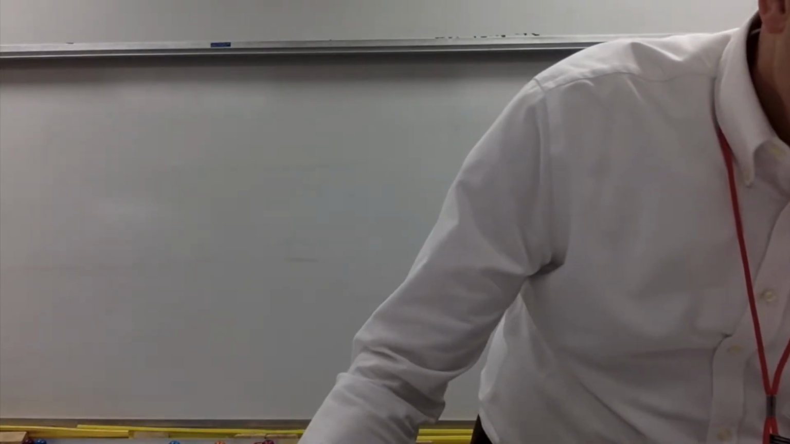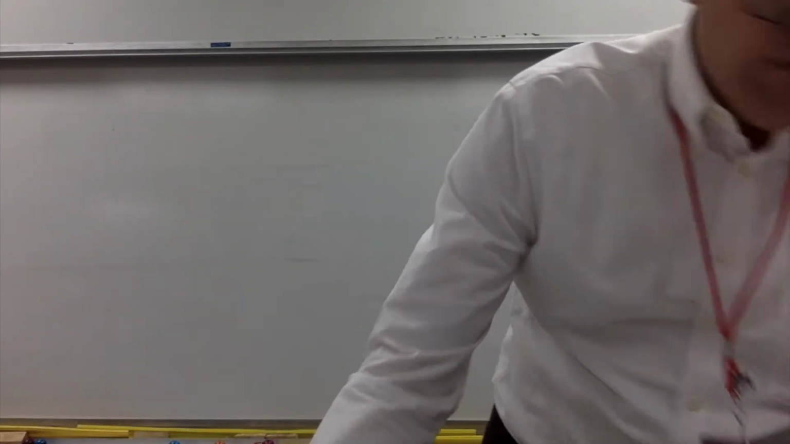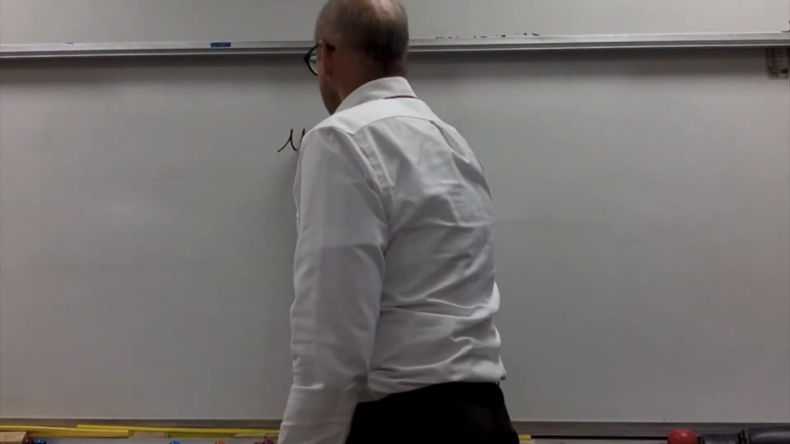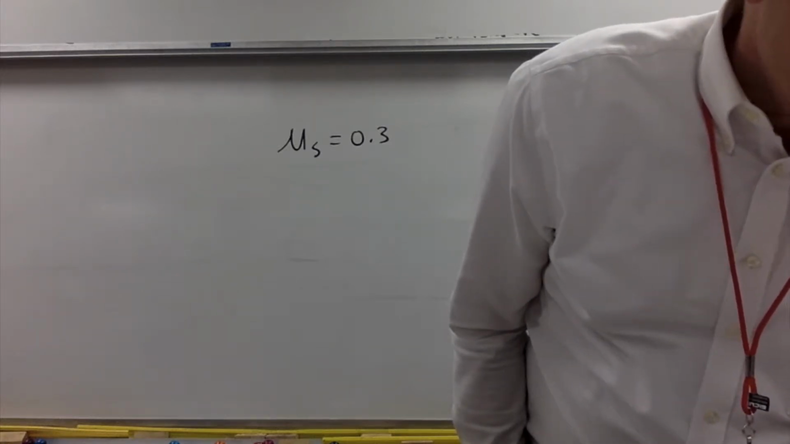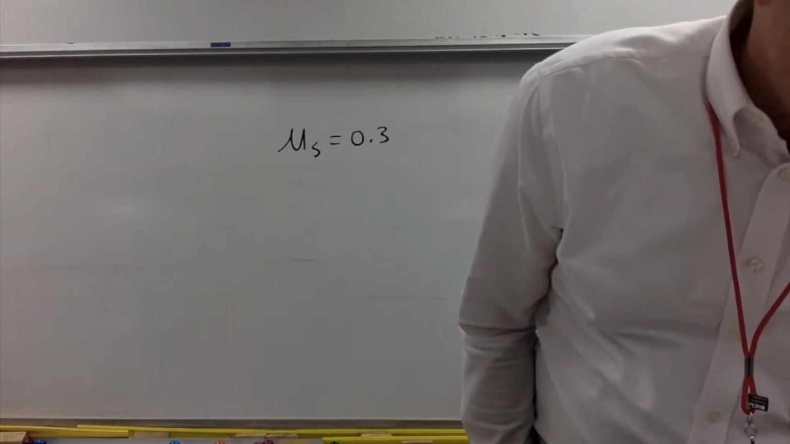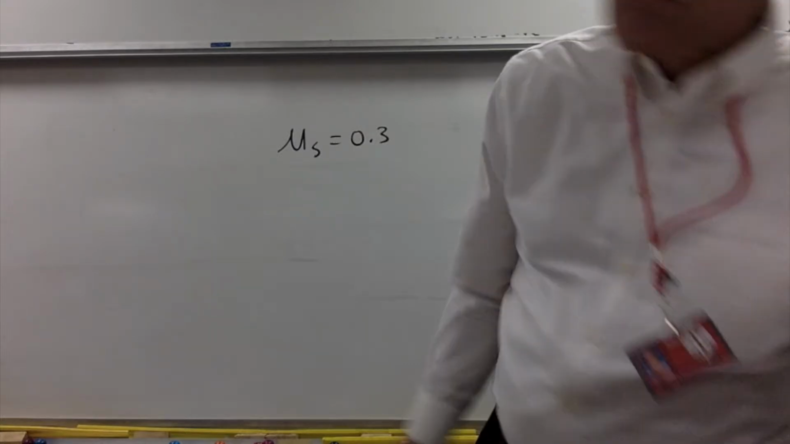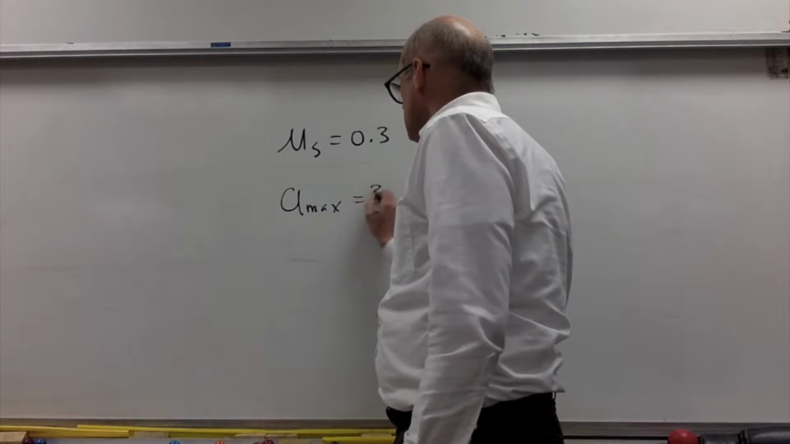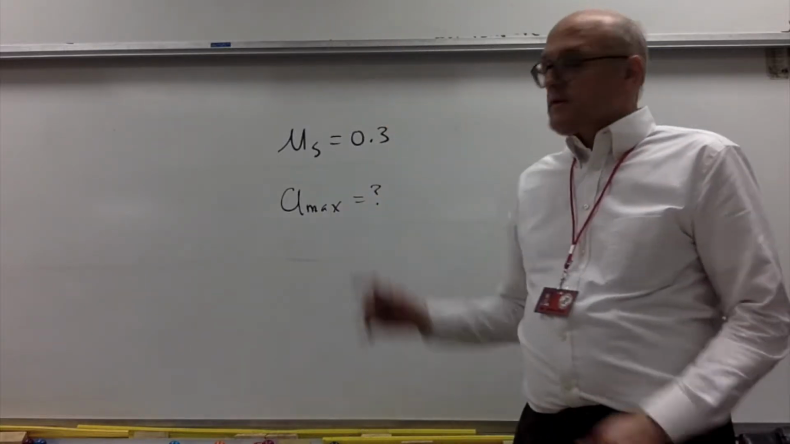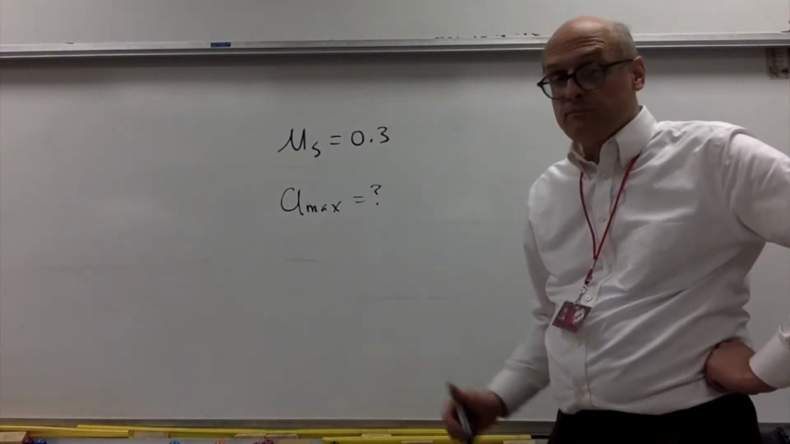Okay, we have the coefficient of static friction is 0.3. So we have mu(s) is 0.3. They're looking for the maximum acceleration, A max. Interesting problem because that's all we're given, really.